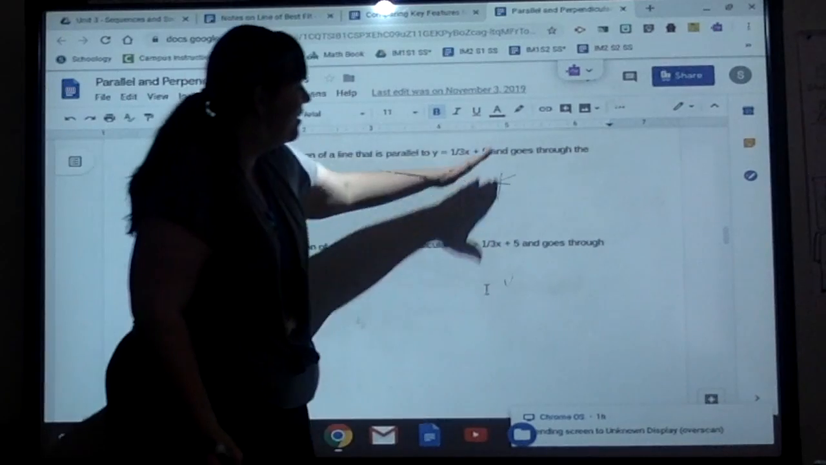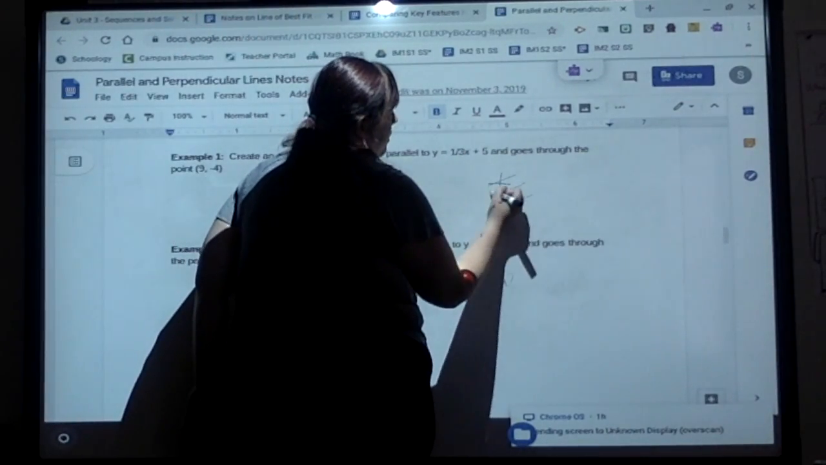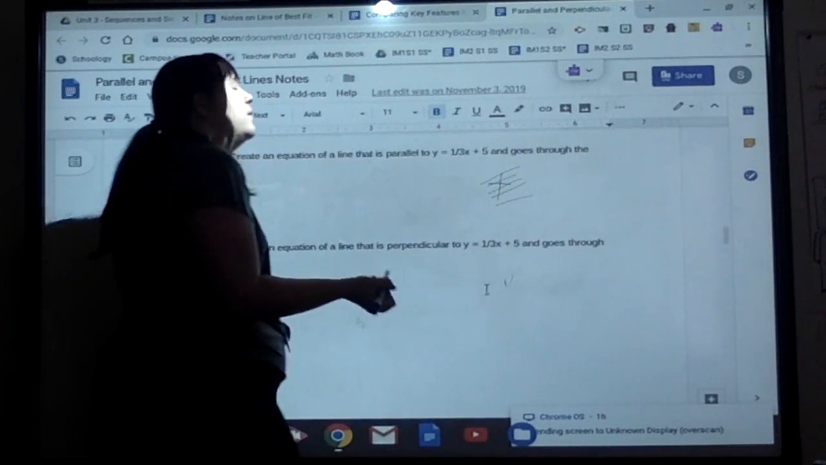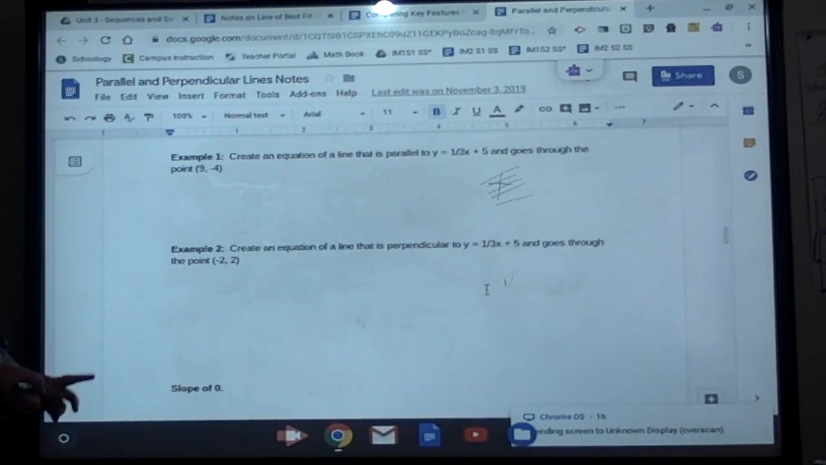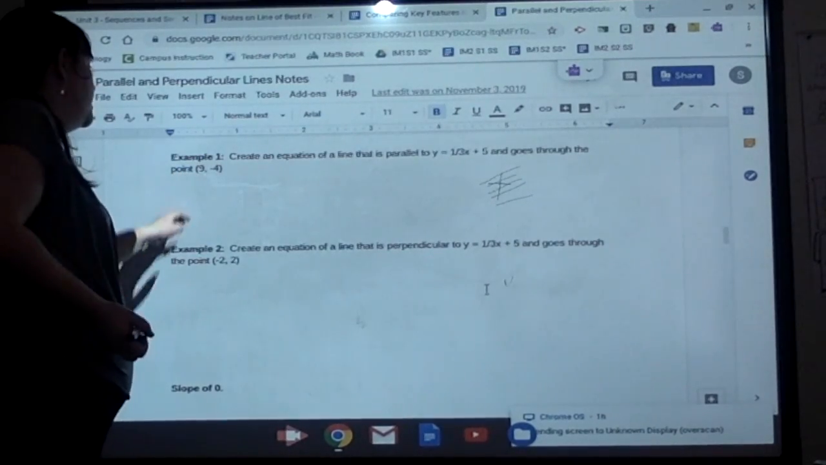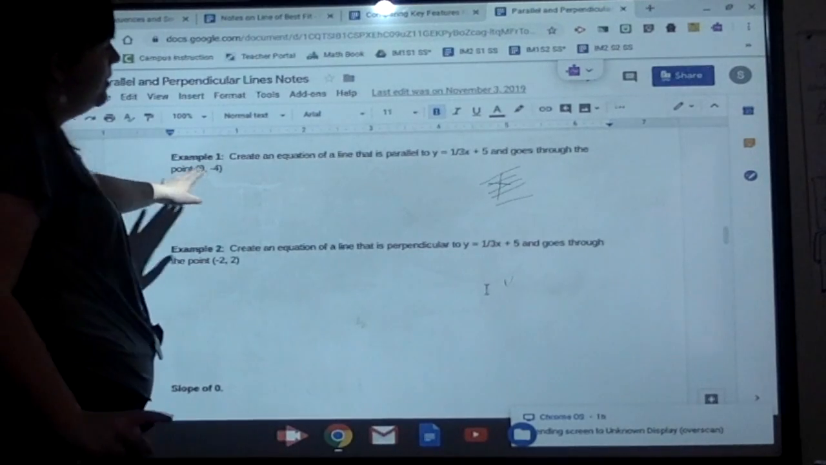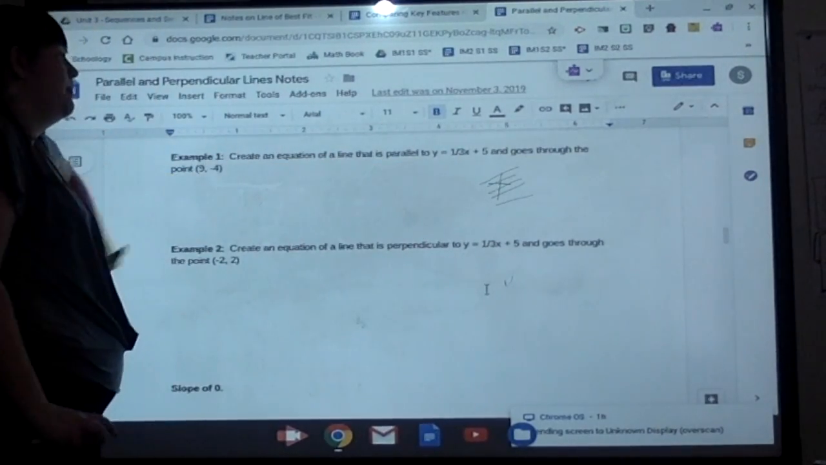I need any other line that's parallel. So this line's parallel, this line's parallel, this line's parallel. There's tons of parallel lines. But I also want the one that goes to this specific point. So because of this point, I'm forcing you to find one line that happens to be parallel to this one, but also goes to that point.